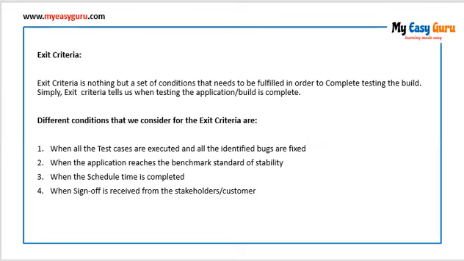When all the test cases are executed and when all the identified bugs are fixed. It is the first and most important condition. When all the test cases you have are completed, then only you can stop the testing. And also when all the bugs you came across while testing the application are fixed. Second would be when the application reaches the benchmark standard of stability.